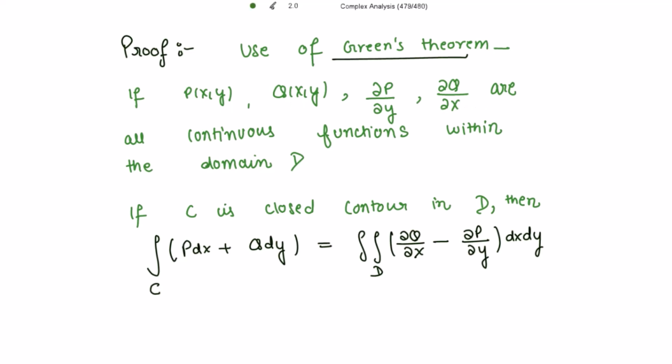So for this Green's theorem, what are the conditions? That all these are continuous functions within the domain D. So for the use of Green's theorem, we need the continuous functions. Right? Okay. Now we need to show that the integral of f(z) dz over C is equal to 0. This we need to show, right?